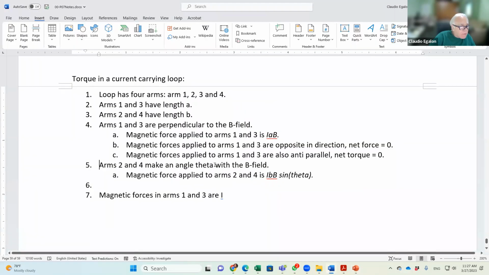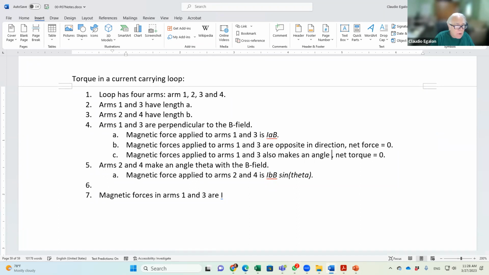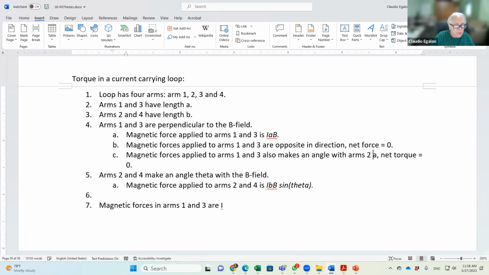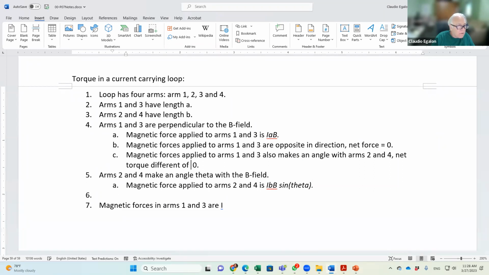Magnetic forces on arms 1 and 3 also make an angle with arms 2 and 4. Consequently, net torque is different from 0.